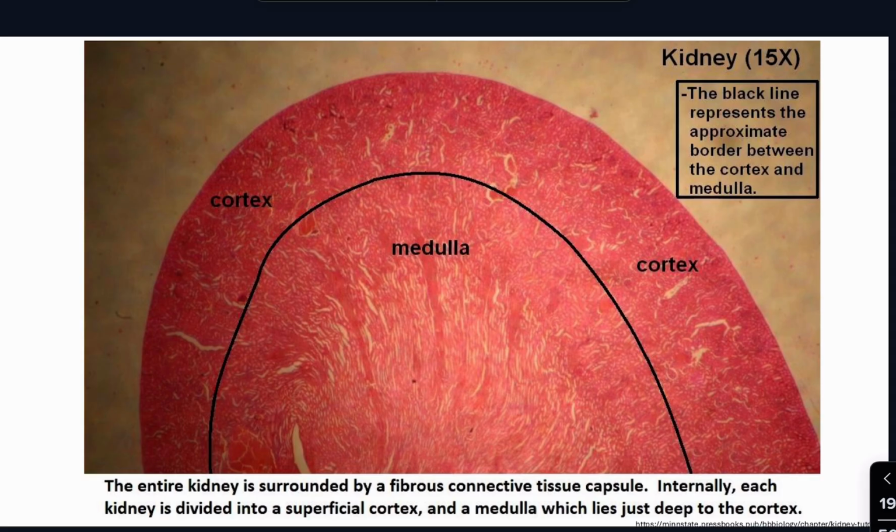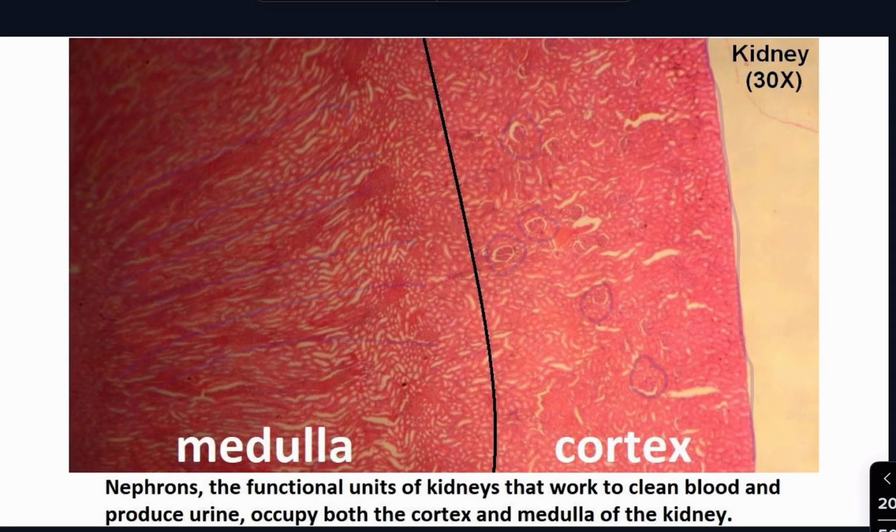We know that there is a fibrous connective tissue capsule surrounding the entire cortex, the entire kidney, and you can't really see that at this magnification, but it is there. If we zoom in a lot, we'll be able to see it, right? So here we go. If we zoom in, now we can get a better look, right? If you look closely, you can see a little bit of that border is going to be the capsule that we talked about. Okay, again, here's the medulla and here's the cortex.